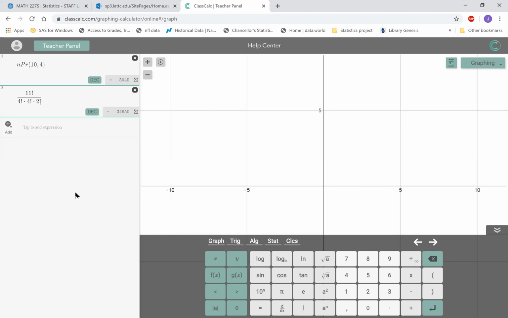All right, so if I do 11 factorial divided by 4 factorial times 4 factorial times 2 factorial, we get 34,650. Okay. And that'll be our final answer for that last problem.